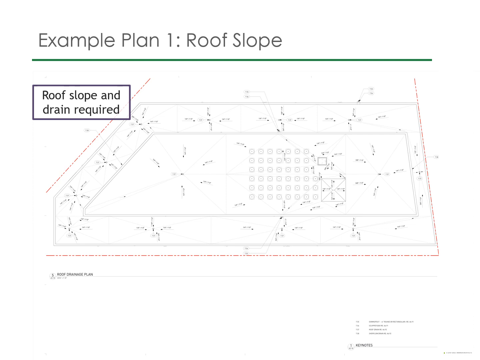So here is the roof slope sheet for that plan. Roof slope and drain is required, but this is just a very detailed roof drainage plan. Something a little bit simpler is fine.